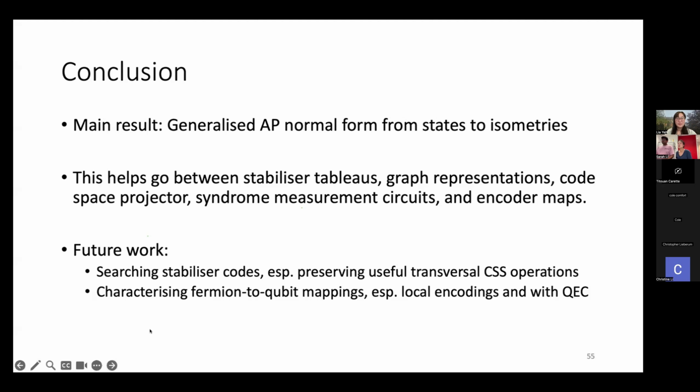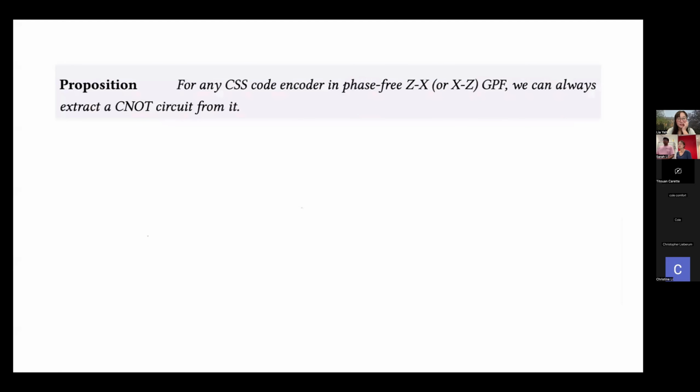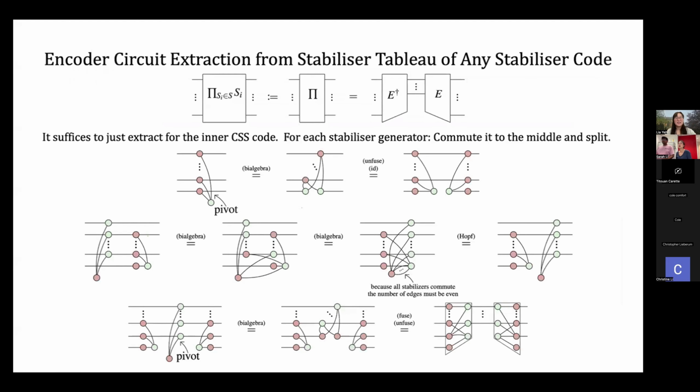So Leah, I have a quick question. If you scroll back to where you have the extraction of the circuit, for the leftmost diagram at the bottom, should there be an output wire from the X spider? Because I understand this as you are thinking about the product of all projections to your stabilizer space. So right before the bialgebra, is this intentional, not having an output wire here?